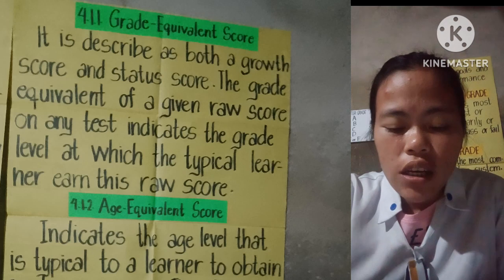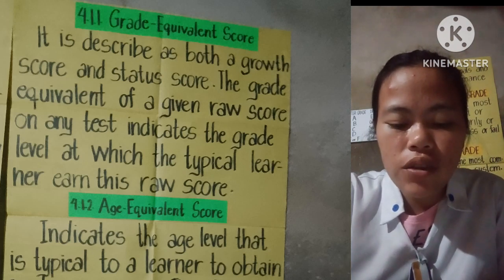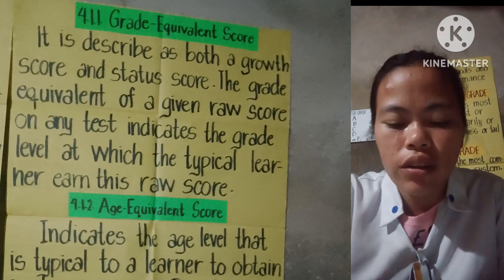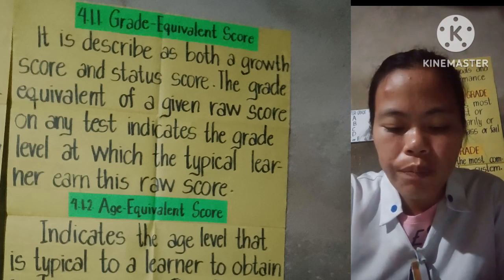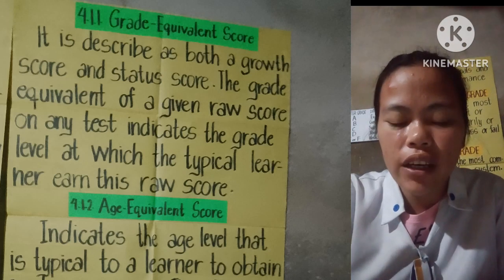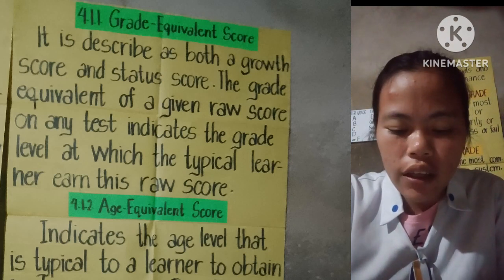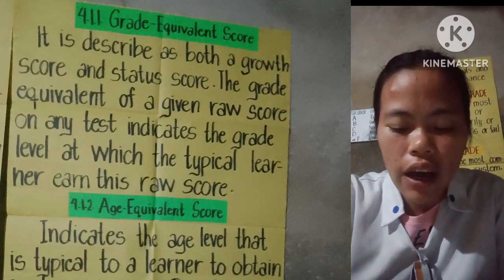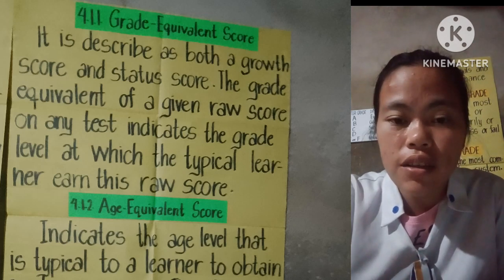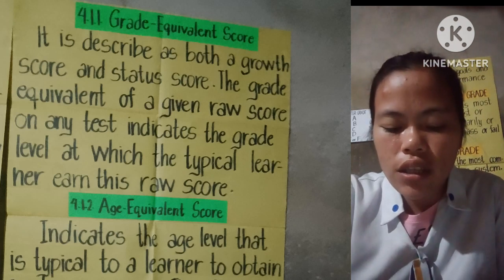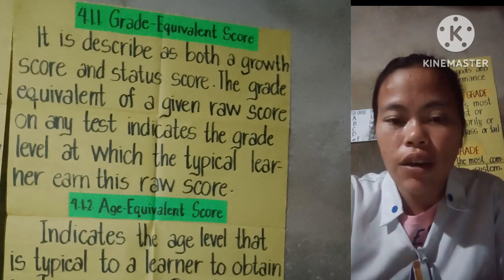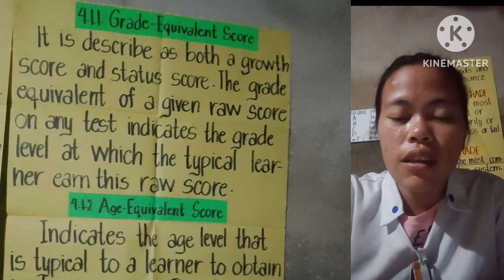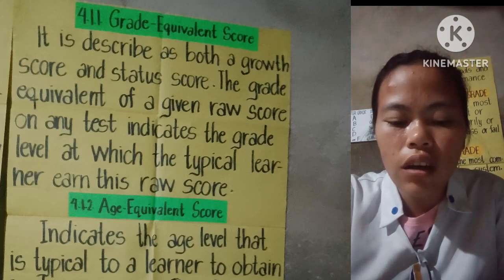In this example, student A has a grade equivalent score of 4.5, which means their reading performance is equivalent to the average performance of a typical student in the 5th month of grade 4. Student B has a grade equivalent score of 4.2, indicating the reading performance is equivalent to the average performance of a typical student in the 2nd month of grade 4. Student C has a grade equivalent score of 4.8, suggesting the reading performance is equivalent to the average performance of a typical student in the 8th month of grade 4.